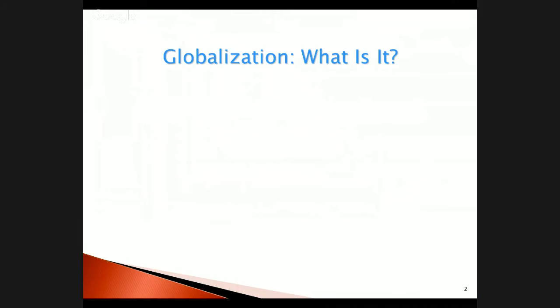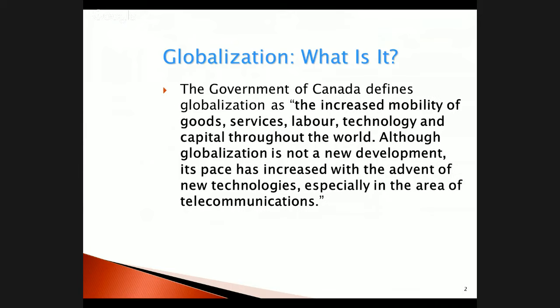Okay, so globalization. What is globalization? Most of this is review already. These first few slides I've already shown. But the definition given by the Government of Canada is that it's the increased mobility of goods, services, labor, technology, and capital throughout the world. Although globalization is not a new development, its pace has increased with the advent of new technologies, especially in the area of telecommunications.